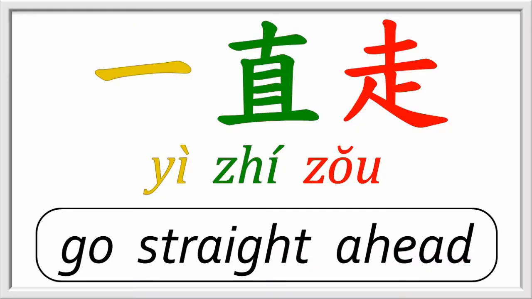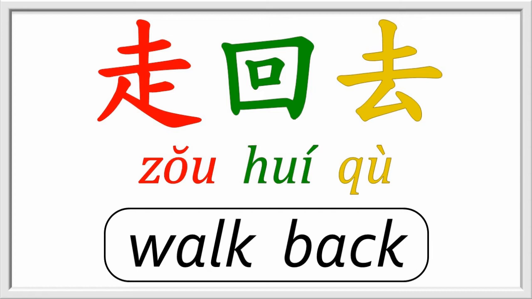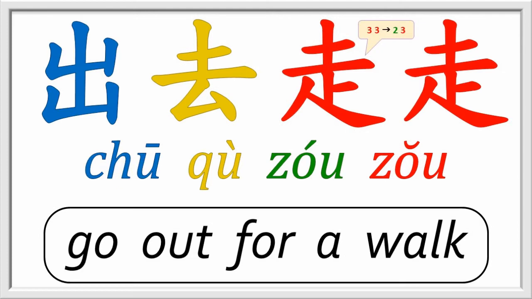Here are some examples. 一直走 is what you might hear when asking for directions. It means to go straight ahead, whether walking or driving. 走回去 would mean to walk back to where you started. 出去走走 or 出去走一走 means to go out for a walk.